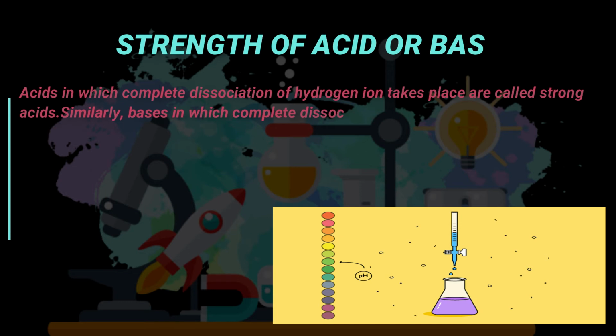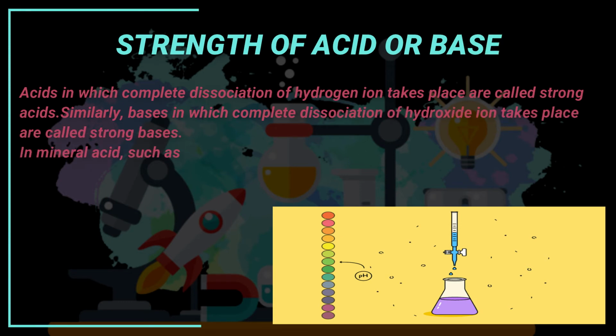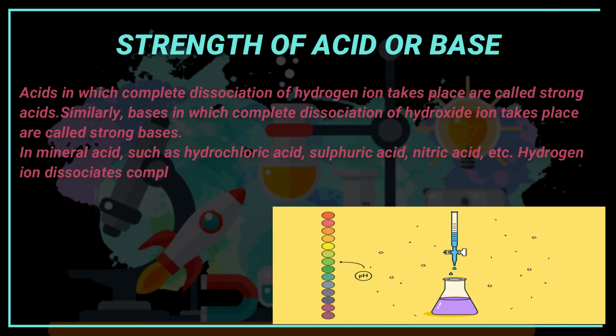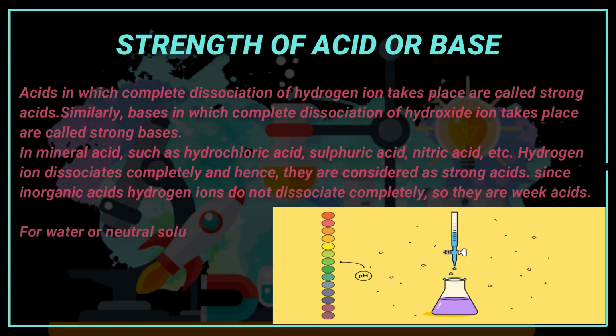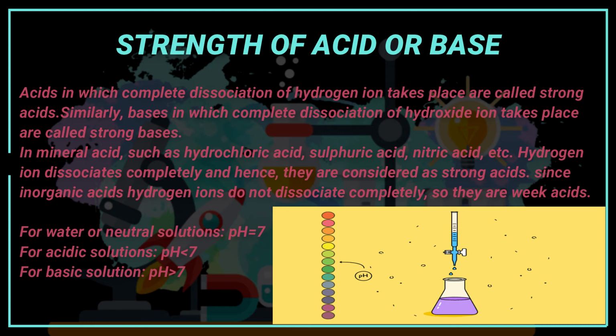Strength of acid or base. Acids in which complete dissociation of hydrogen ion takes place are called strong acids. Similarly, bases in which complete dissociation of hydroxide ion takes place are called strong bases. In mineral acids, such as hydrochloric acid, sulfuric acid, nitric acid, etc., hydrogen ion dissociates completely and hence, they are considered as strong acids. Since in organic acids hydrogen ions do not dissociate completely, they are weak acids.